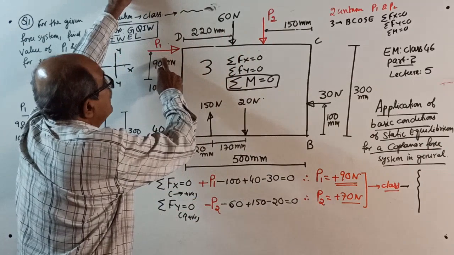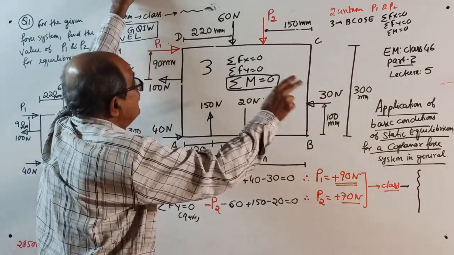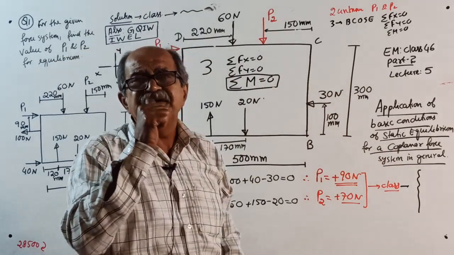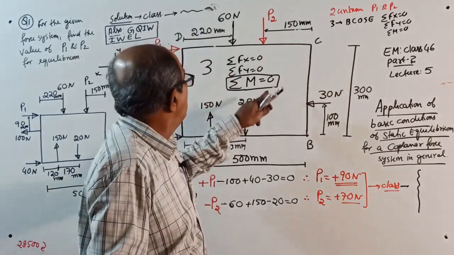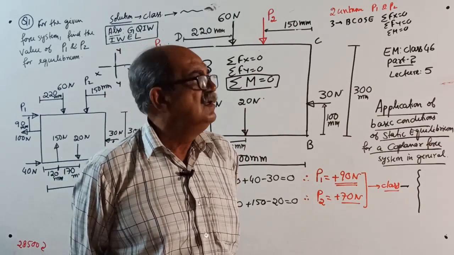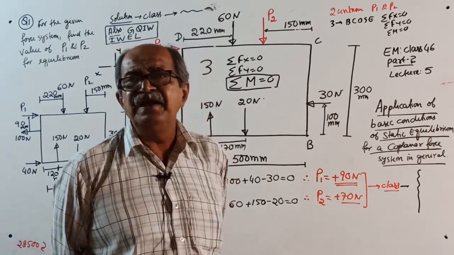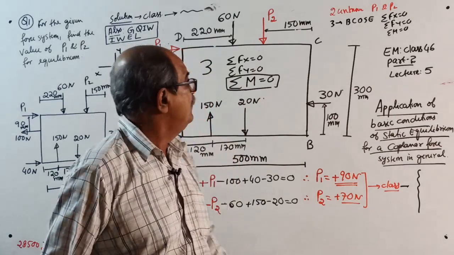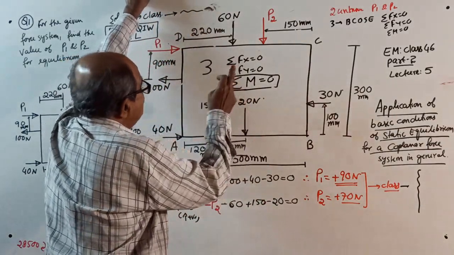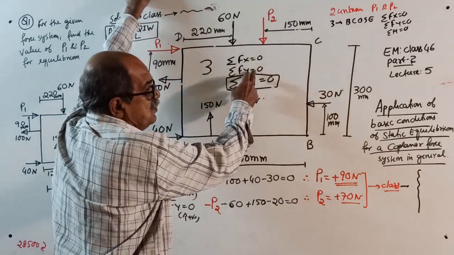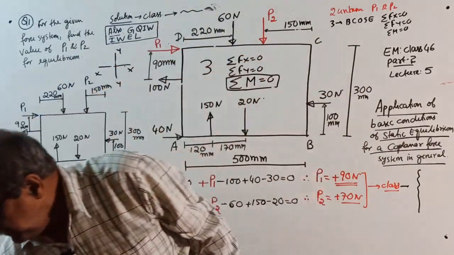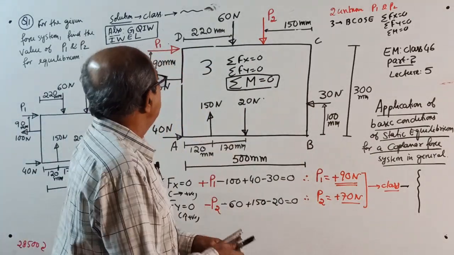Here, what is wrong? See, we got P1 and P2. You should write everything after the class. Now, what is the guarantee that sigma M equal to 0? Is there any guarantee? No. Therefore, we already applied sigma Fx = 0 and sigma Fy = 0. Now we will check sigma M. We will not use sigma M equal to 0 to solve, because there is no unknown.